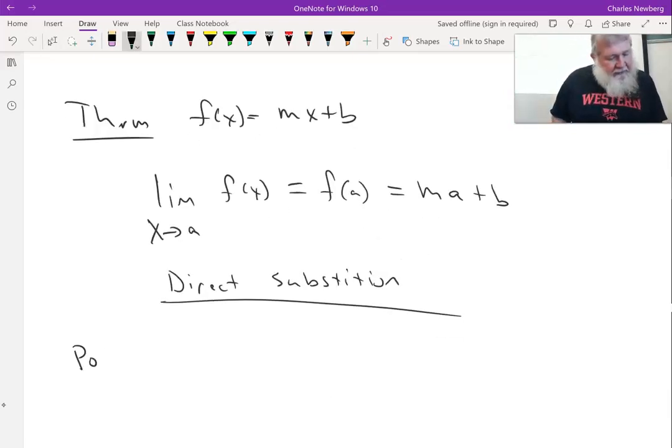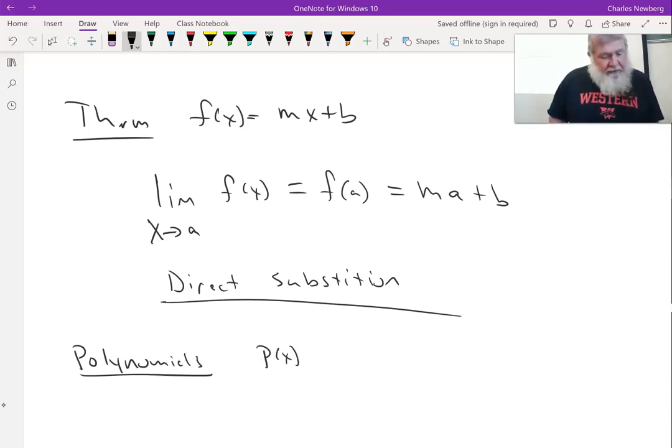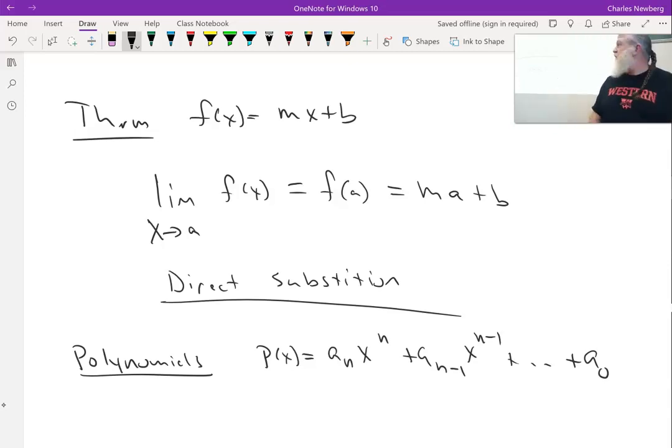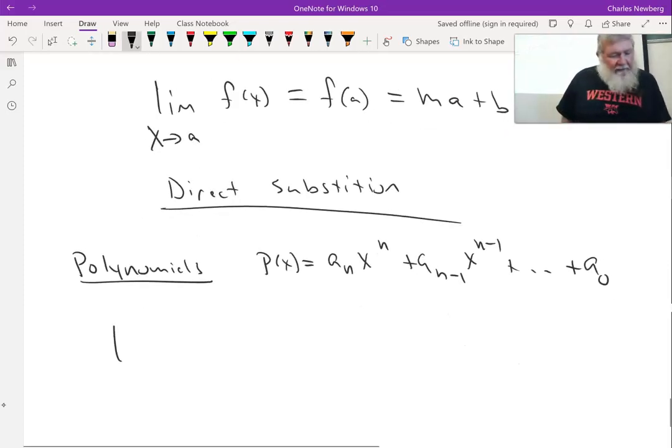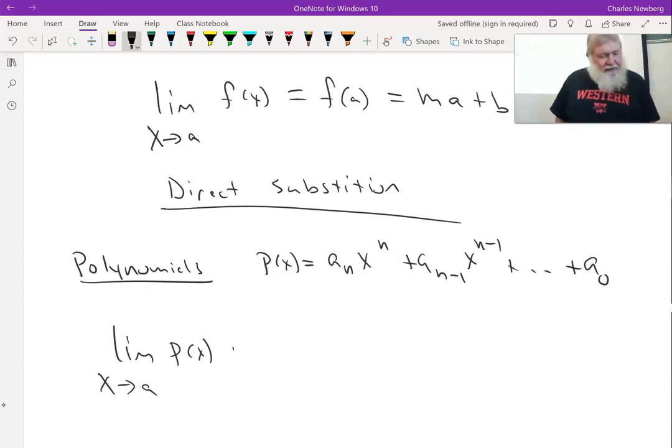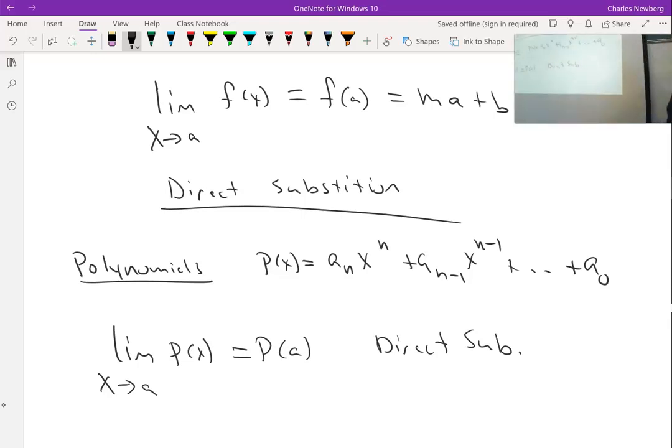Then we went up to polynomials. What was a polynomial again? A polynomial was a bunch of terms: a sub n x to the n, a sub n minus 1 x to the n minus 1, down to some constant. Oh, I skipped over one, but I'll put it in here. And what could we do on the limit as x approaches a of a polynomial? We can just plug in the a as well. Direct substitution. So we love polynomials, and lines are also polynomials.